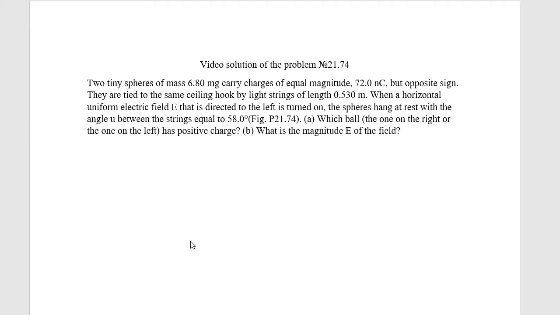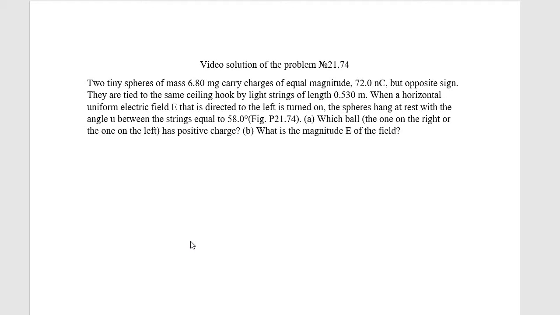So today we're going to discuss problem 21.74 from exam 1. The initial problem states that two tiny spheres of mass 6.80 milligrams carry charges of equal magnitude, 72.0 nanocoulombs, but opposite sign. They are tied to the same point by light strings of length 0.530 meters. When the horizontal uniform electric field E that is directed to the left is turned on, the spheres hang at rest with an angle alpha between the strings equal to 58.0 degrees.